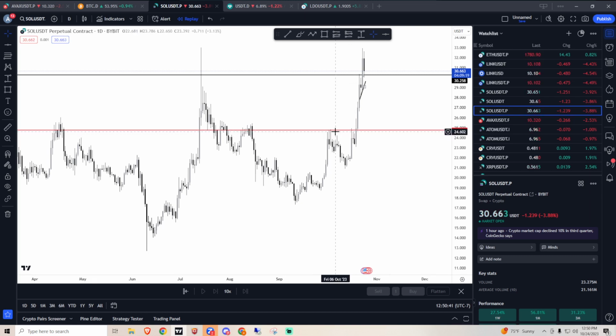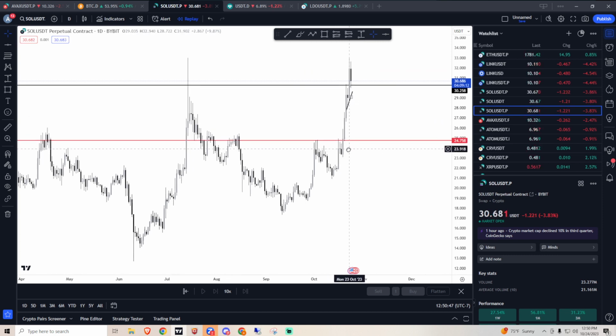Here's again the same exact line, breakout, right? We closed above. There's the retest. There's your confirmation to long.